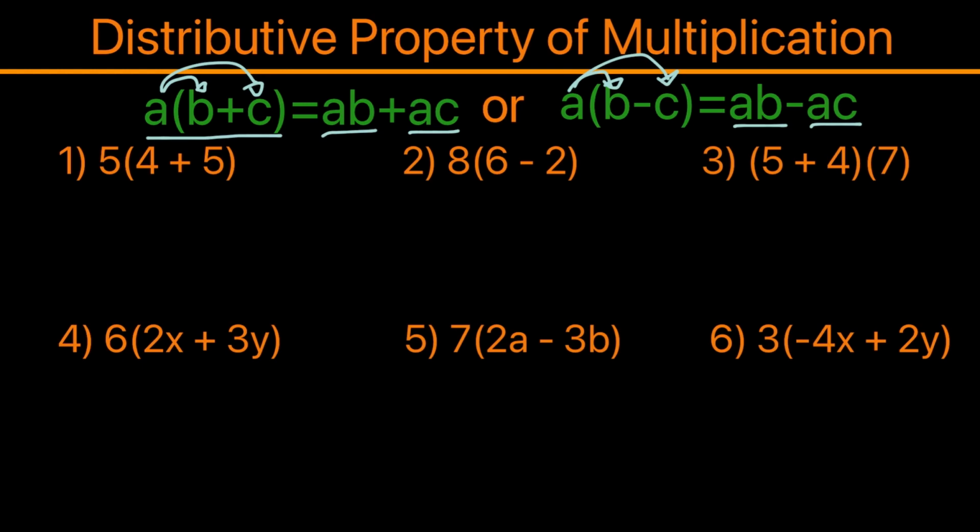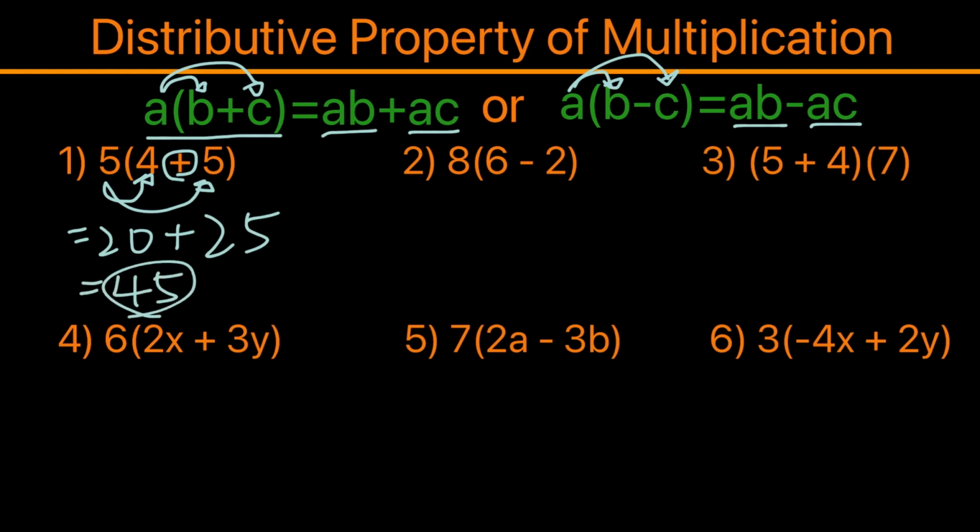For the first one, 5 we multiply by 4, and then 5 we multiply by 5. So 5 times 4 is 20, and then the addition we show here, and then 5 times 5 is 25, and then 20 plus 25 is 45, and that's the answer.